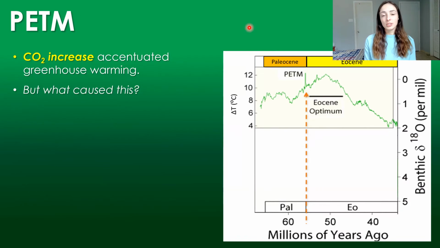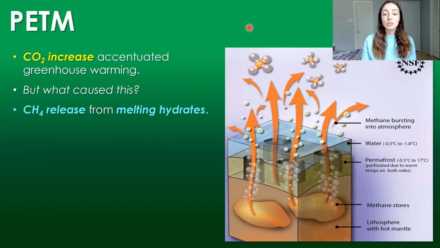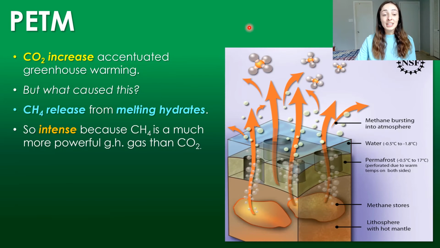It's also found that during this time, carbon dioxide concentrations in the atmosphere increased dramatically, which accentuated the greenhouse gas effect, causing more warming. But what caused this increase in CO2 in the atmosphere? Well, methane release from melting hydrates was one of the major things happening during this time. And this event was so intense because methane is more powerful, much more powerful as a greenhouse gas than CO2, meaning that it causes a more dramatic greenhouse gas effect, more intense warming than CO2.